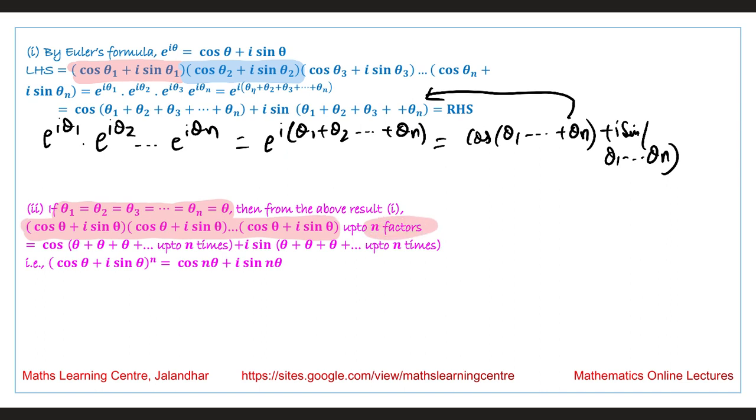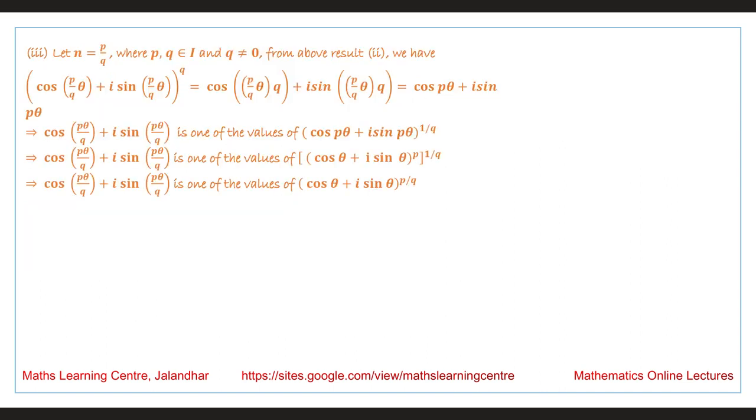So we can write this in the form that (cos theta + i sin theta)^n is equal to cos n theta + i sin n theta. Here n belongs to the set of natural numbers. Now we extend this result for rational numbers. So we substitute n equal to p by q, where q is not equal to 0 and p and q are integers.